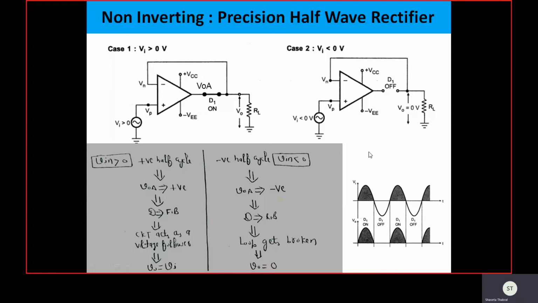Now this particular circuit has a limitation. When the applied input is negative and the diode is reverse biased, the feedback path or loop gets broken, so there is no feedback employed in the circuit, and when there is no feedback loop in the circuit, the operational amplifier will be in the open loop mode. And in the open loop mode, we know that the operational amplifier gain is very high and the system leads to saturation.